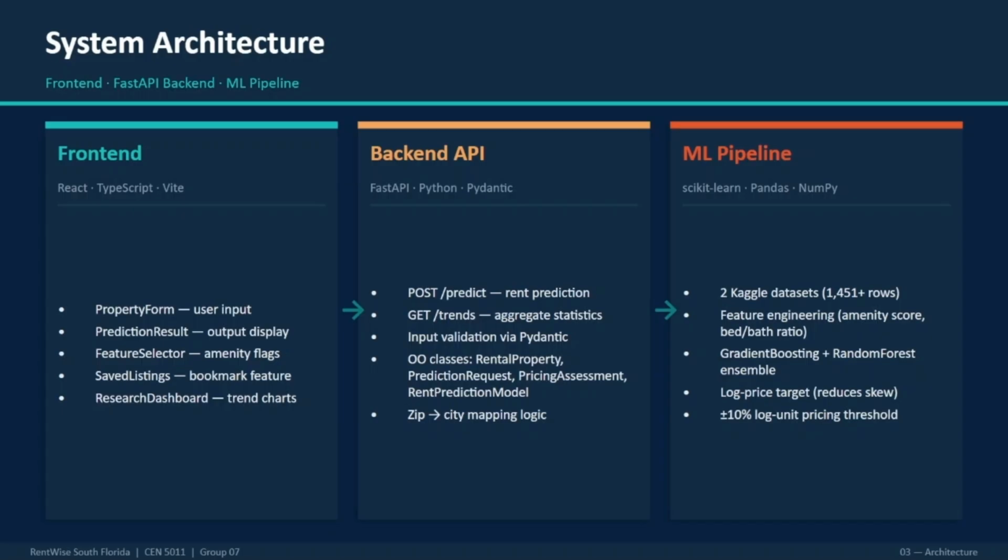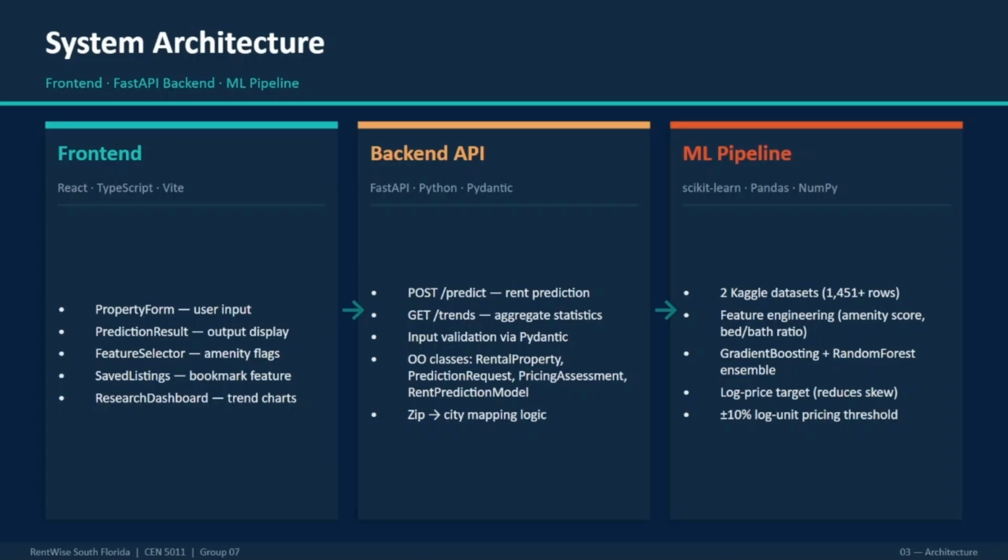All inputs are validated through Pydantic before they ever reach the model, and this ensures that the system handles bad or incomplete data. The backend is structured around 4 object-oriented classes: rental property, prediction request, pricing assessment, and rent prediction model, all of which keep the code organized and maintainable.